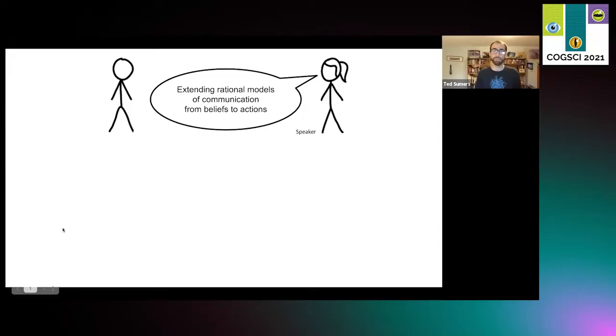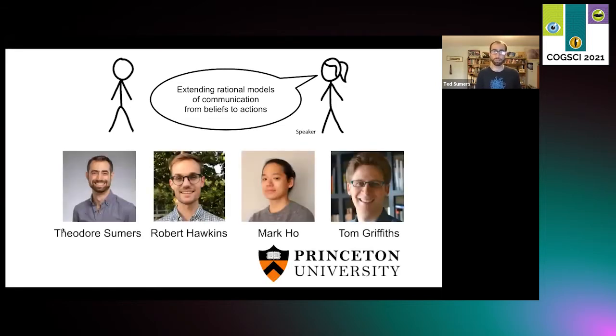So today I'm going to be talking about extending rational models of communication from beliefs to actions. And this is joint work with my colleagues Robert, Mark, and Tom. All of us are at Princeton.